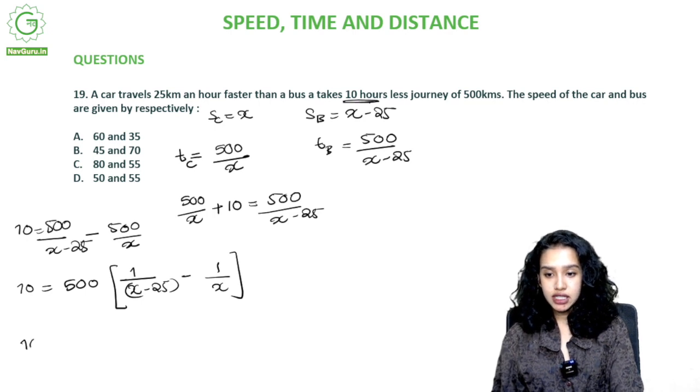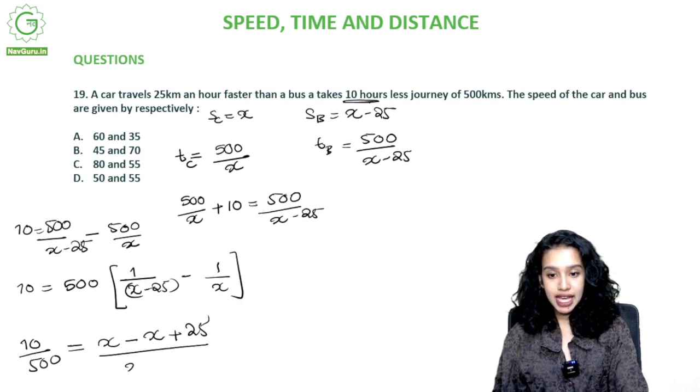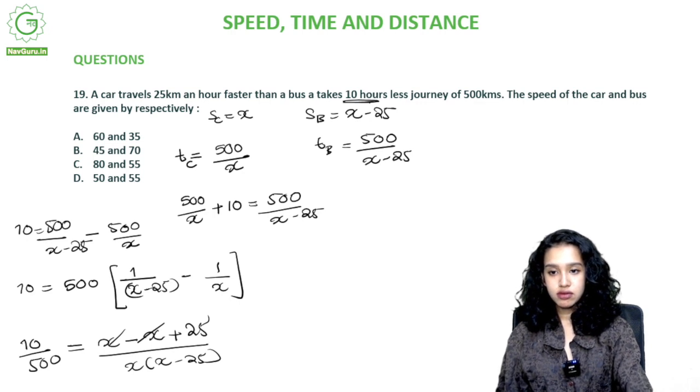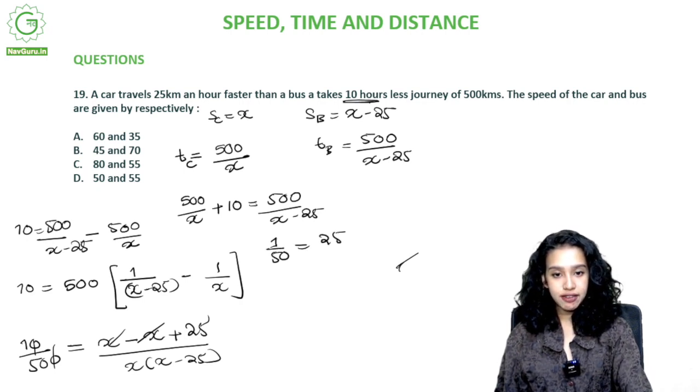We could take 10 by 500 is equal to x minus x plus 25, because negative and negative becomes positive, by x into x minus 25. x and x cancel out, so we get 1 by 50 is equal to 25 by x into x minus 25.